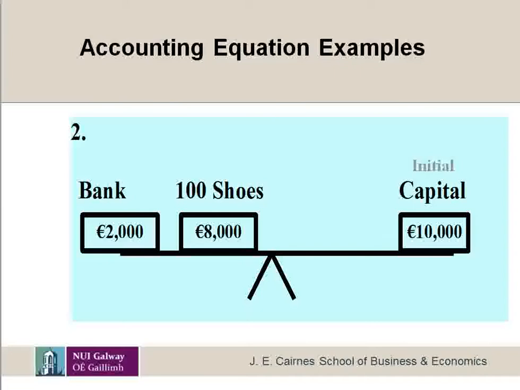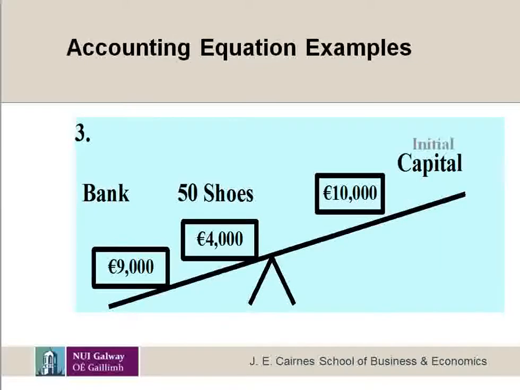So Alison then buys 100 pair of shoes for €8,000. So naturally, our bank account will decrease by €8,000 to €2,000. But we now also have an additional asset of inventory of 100 pairs of shoes, and our capital investment remains unchanged.